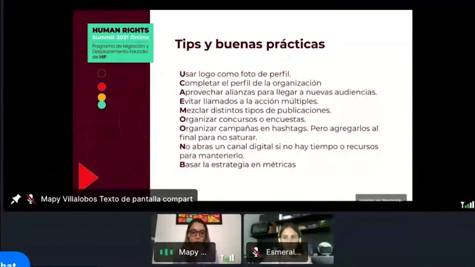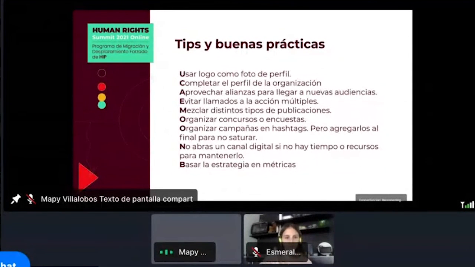Also, you need to think about your profile photo and the banners that are behind it. All of those elements that you can edit or change according to the situation. The profile of the organization. It's always important to have all of your information clear so that people understand who you are, where you're based. Collaborations or alliances to reach new audiences are also very important, because maybe you're talking about the same topics as the other organization is. So why not do a collaboration or an alliance with this organization?